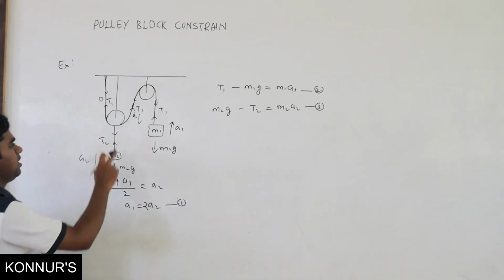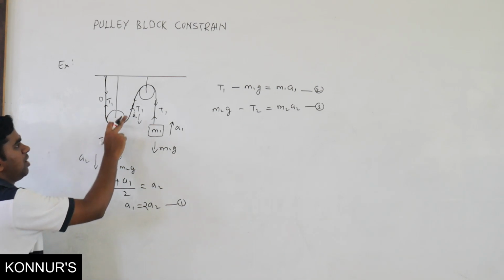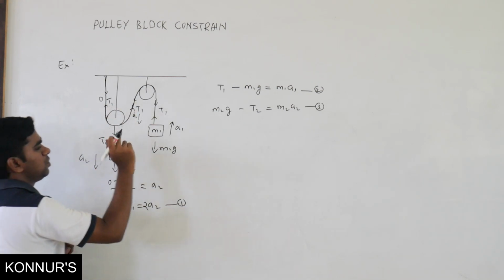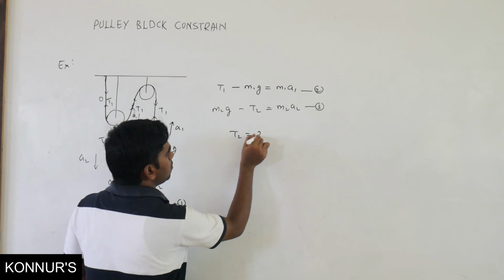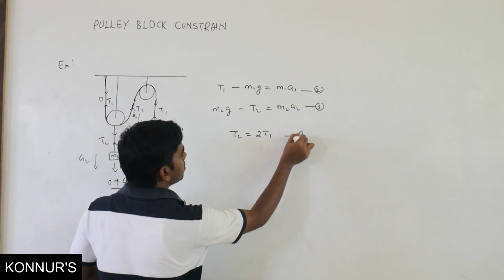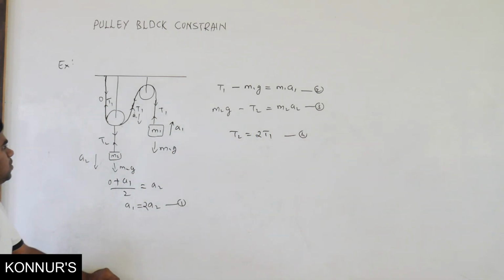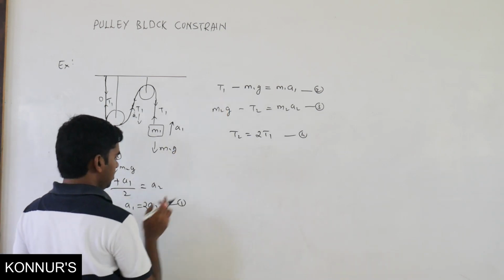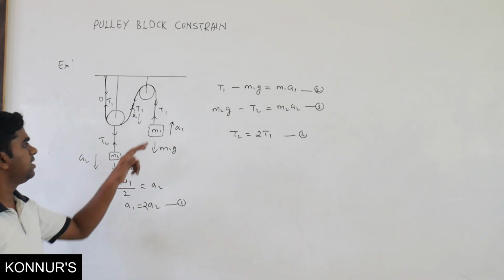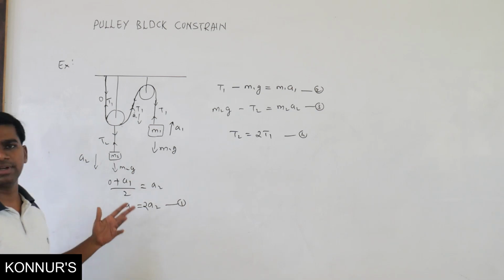What is that? Here the tension downward is T2, upward is what? T1 and T1. So T2 is equal to 2 times T1. So we got one more. So if you solve all these 4 equations, you can get A1, A2, T1 and T2.